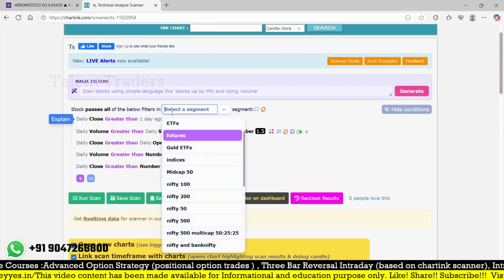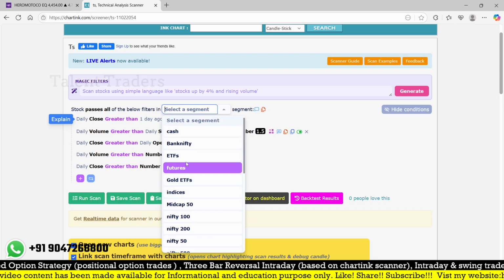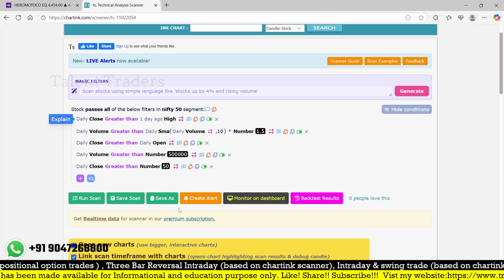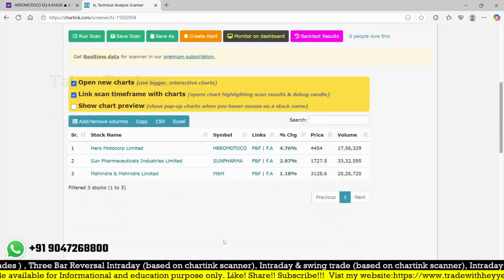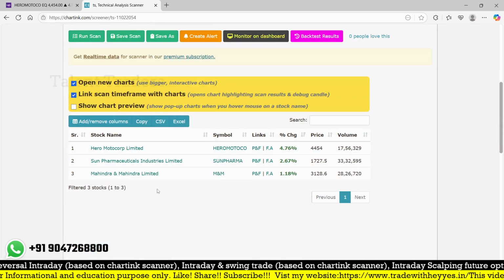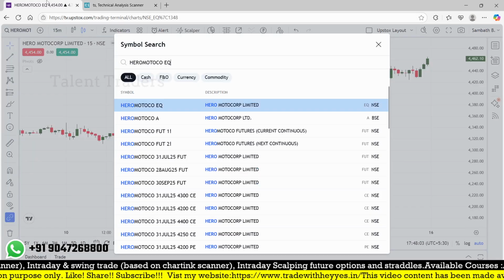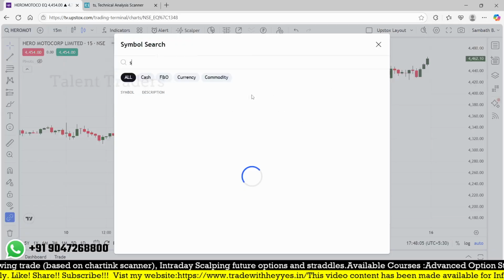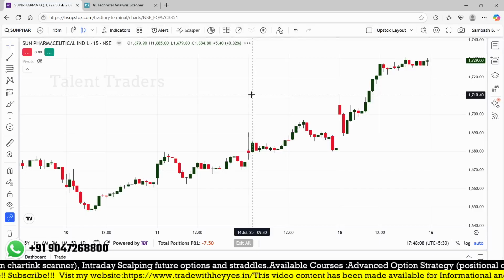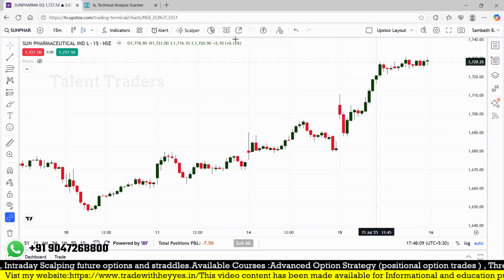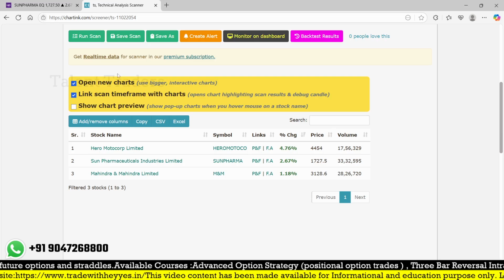So I'm using the Nifty 50 instead of futures, because he's trying to do this with the Nifty 50. Only three stocks show up: Hero Motors, Sun Pharma and Mahindra. Today, Hero MotoCorp was looking very good, and Sun Pharma is also looking very good, and it started a very good movement, and Mahindra.